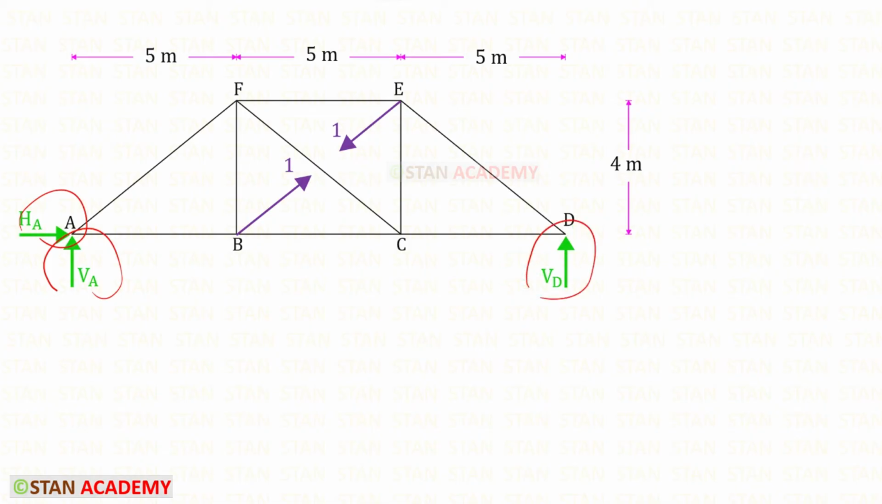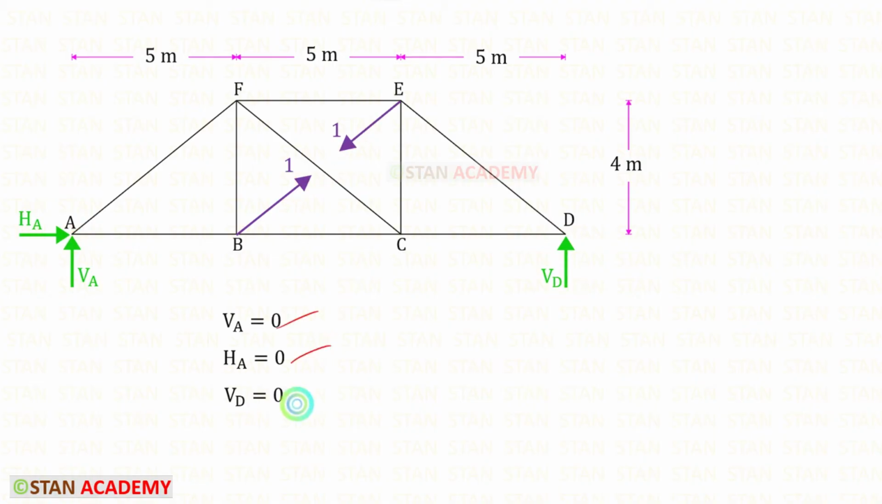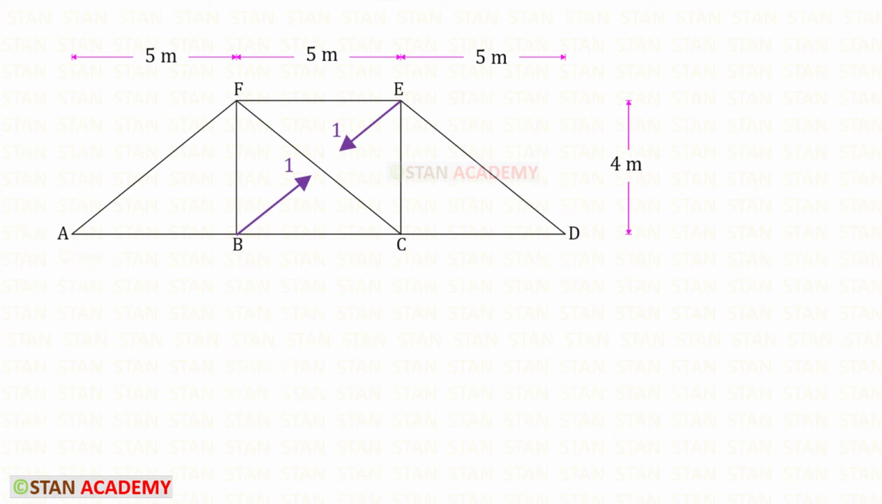You can see that in this truss there is only internal force. There is no external load. If there is no load, these three reactions will be 0. VA, HA and VD will be 0. We can remove the reactions. Here I have removed. Now we are going to find the member forces. AF, AB, ED and DC are the zero member forces.